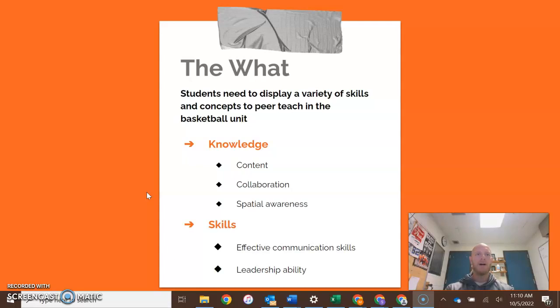The nice thing for us with this peer teaching unit is we do feel like varsity athletes at Delcastle already possess a lot of these traits.